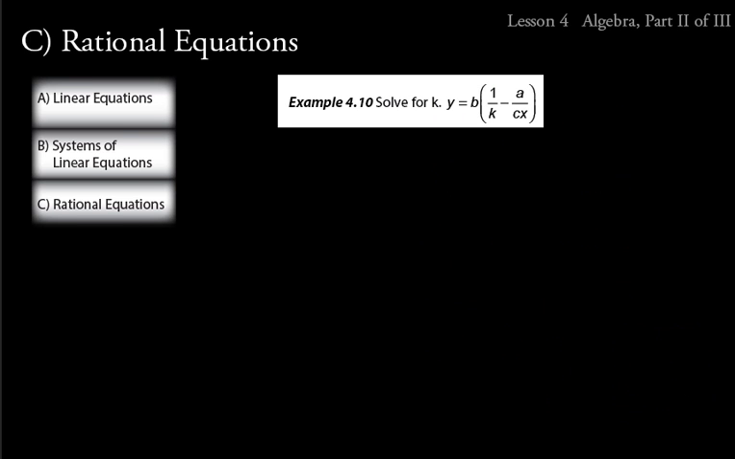Let's do one more. Solve for k. On this one, we ought to get rid of the parentheses first. So expand that, then find the LCM and get rid of the fractions. So we'll say y is equal to b over k minus ab over cx. And so we see that the least common multiple would be ckx.